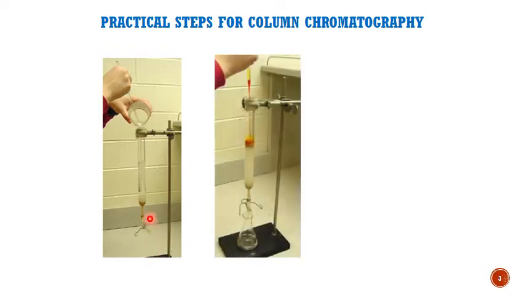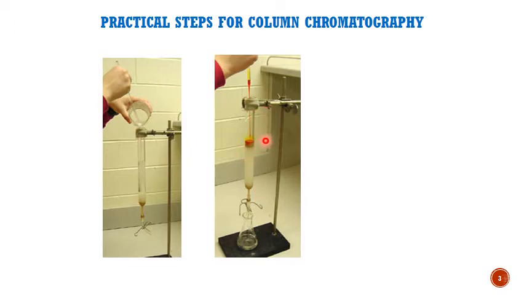Okay. Next thing, we are going to load the sample. The sample here is a mixture of dyes consisting of methyl red and fluorescein, a mixture of dyes. The sample will be applied at the top of the column, and then, according to the different affinities of the dyes to the stationary phase and the mobile phase, it will move down the column.